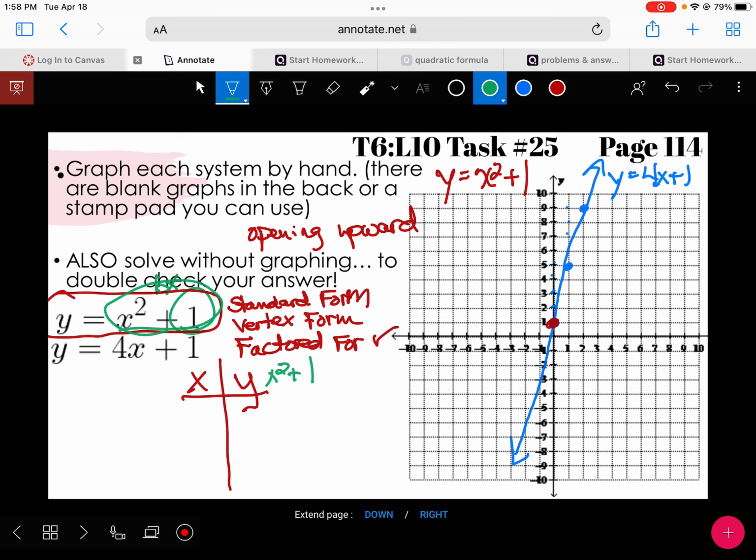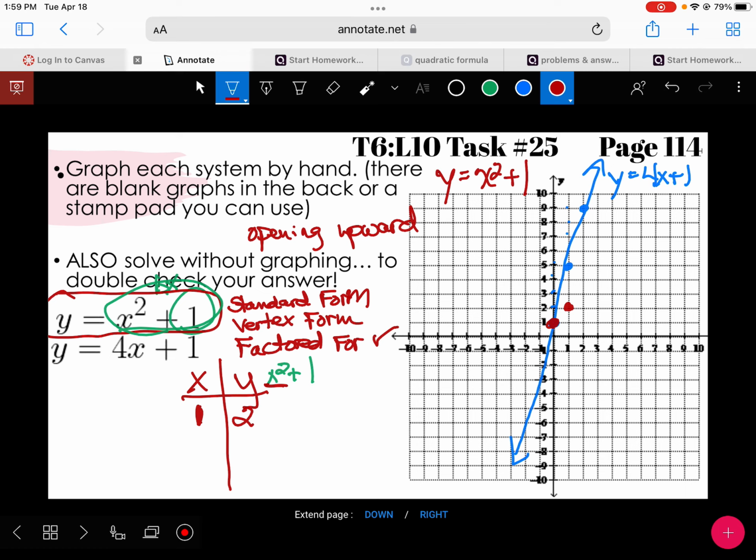Probably on either side of your vertex, right? Maybe one space to the right, 2 spaces to the right, and then 1 space to the left, and 2 spaces to the left. I know that's backwards for you guys. So to the right, let's put in 1. If x is 1 and I substitute 1 in here, what's my y value? It's 2. So 1, 2. There's a point.